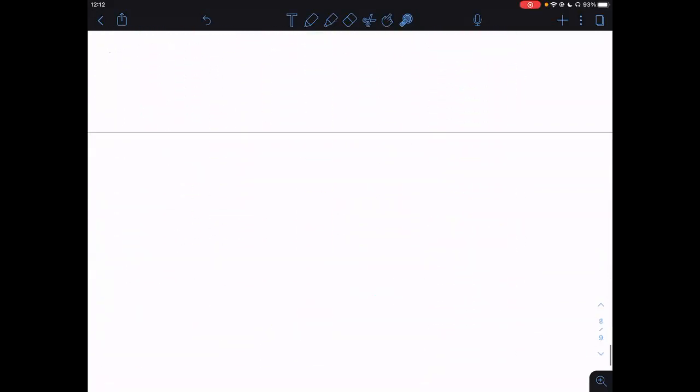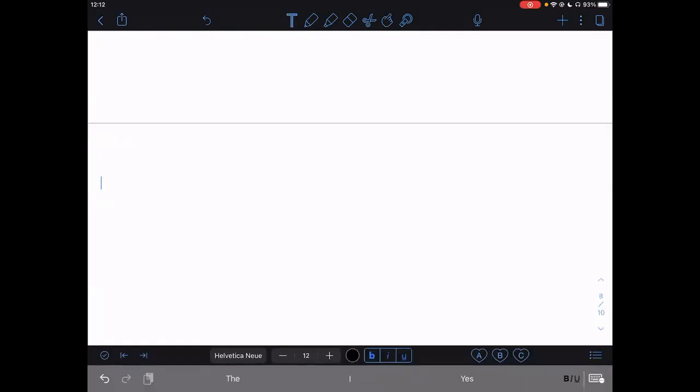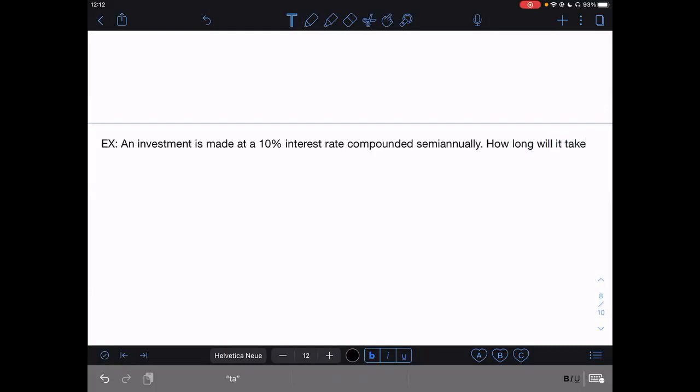But now, let's look at some applications of natural log. Suppose for this example, an investment is made at a 10% interest rate that is compounded semi-annually. And suppose for this problem, we want to figure out how long it will take for this investment to double. So how long would it take for this investment to double?